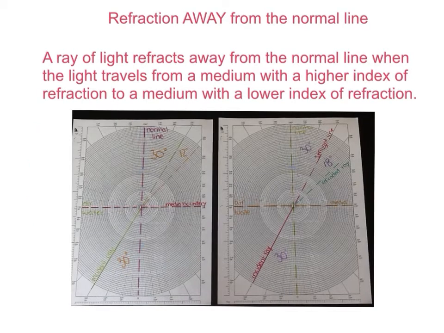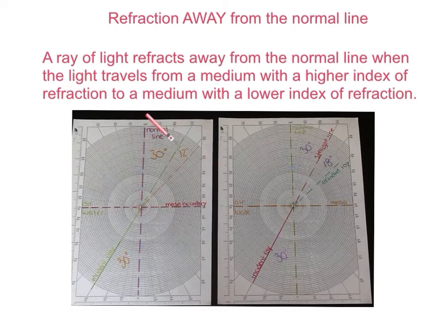Refraction away from the normal line. A ray of light refracts away from the normal line when the light travels from a medium with a higher index of refraction to a medium with a lower index of refraction. So really, in order to determine which way it's going to refract, you need to compare the indexes. In this case, it's water to air, which means water has a slightly higher index of refraction than air. The incident ray, which looks like this, is going to pass through the media boundary and the normal line, which is always perpendicular to the media boundary, and refract slightly this way to the right.